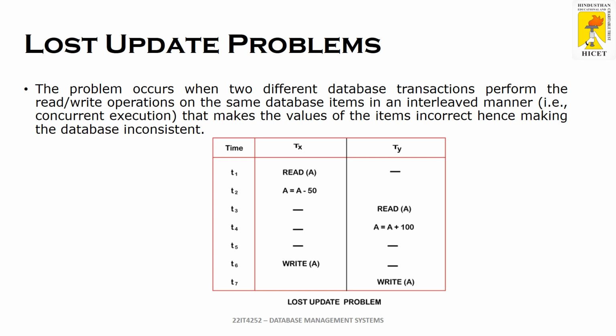At time t4, A is equal to A plus 100. Now A becomes 400. Again the control moves to Tx by time t6, and it updates the value of A, but at time t6 the value of A is not 250 or 400; it is only 300. This is what the lost update problem is. When we face this problem, our database becomes incorrect and the data is inconsistent. So that is the first one.